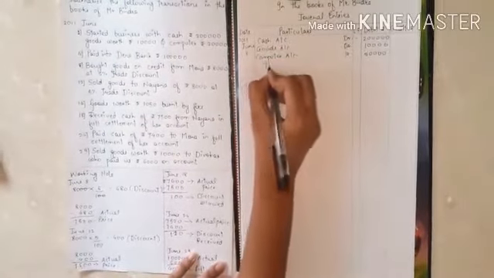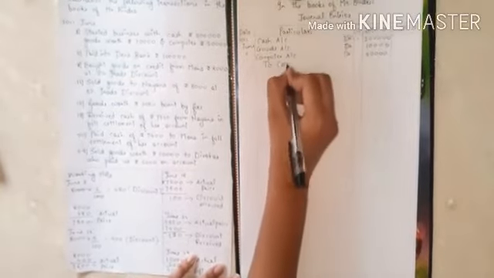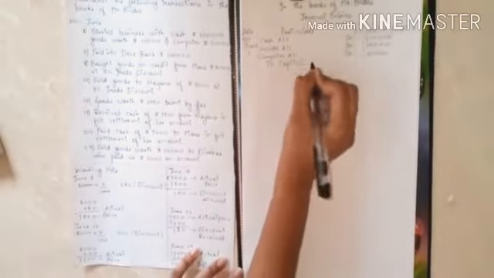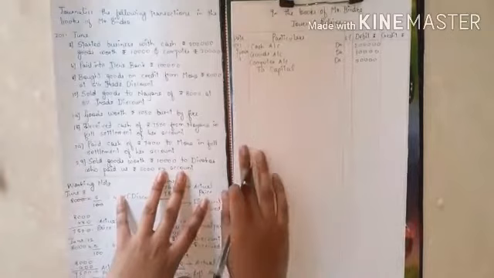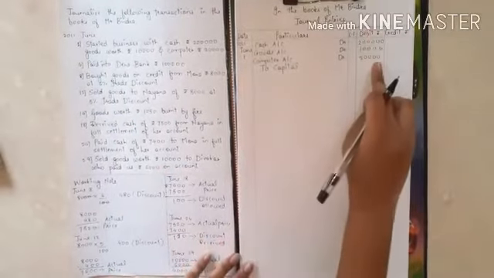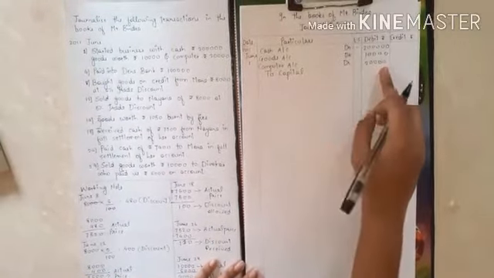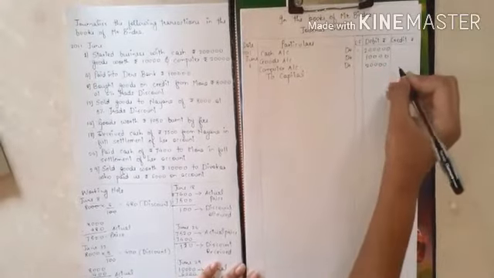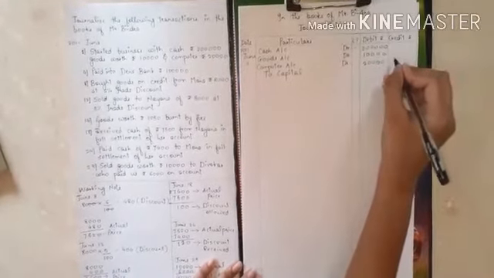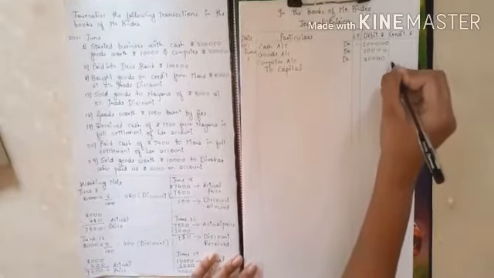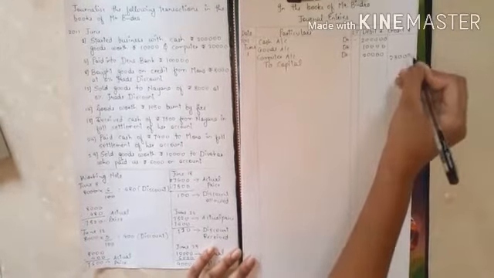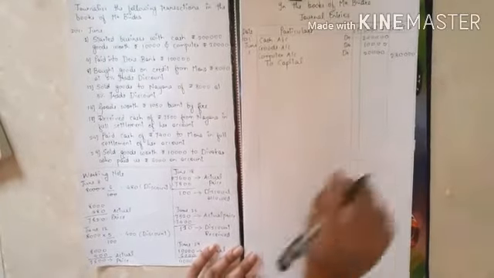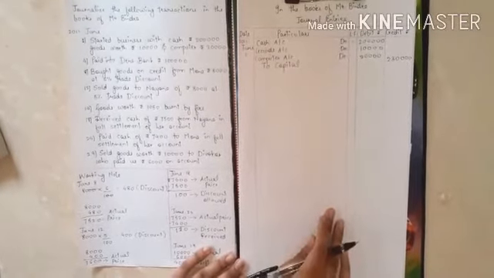So to capital, all these things are invested in the form of capital. So we are giving capital the credit effect. So make the total of it. All this total, it is 2,30,000. So I'll write here 2,30,000. Okay. So this is how the first transaction works.